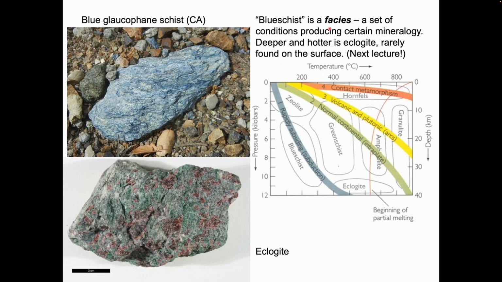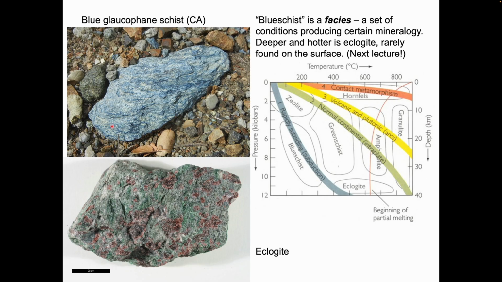Blue schist is what we call a facies as well as a rock type. A facies is a set of conditions producing certain mineralogy and structures. We'll talk about facies in greater detail in the Topic 2 lecture. Deeper and hotter than a blue schist facies is called eclogite, which we rarely find on the surface, and we'll talk about in more detail in the next lecture.